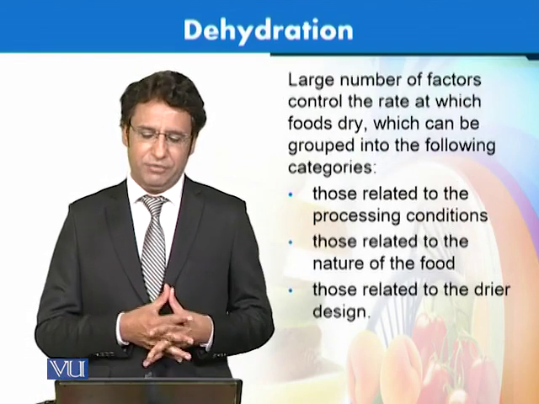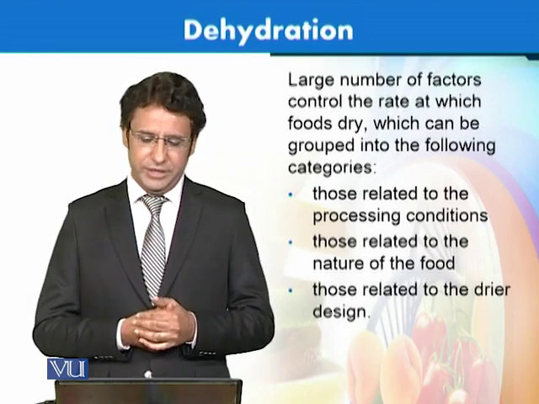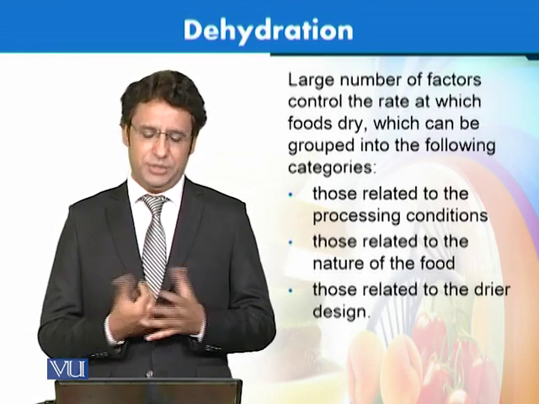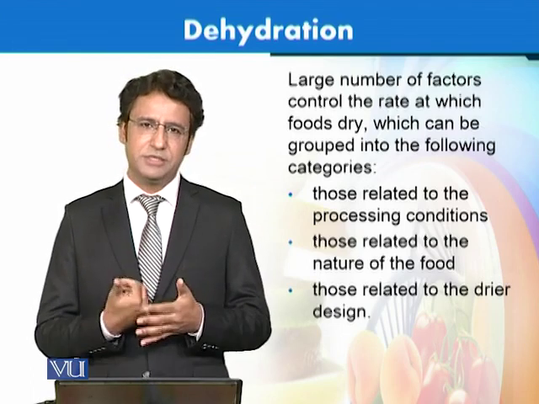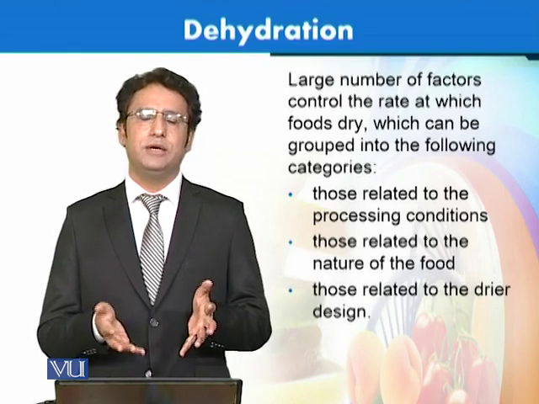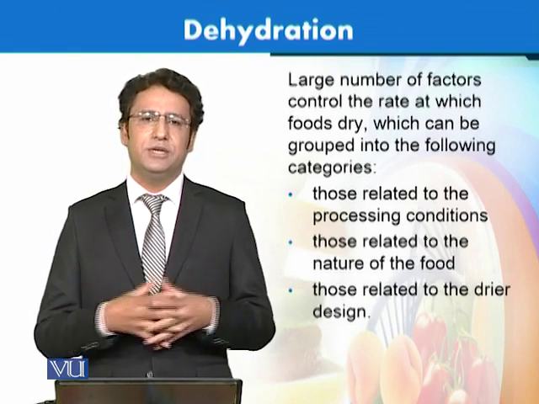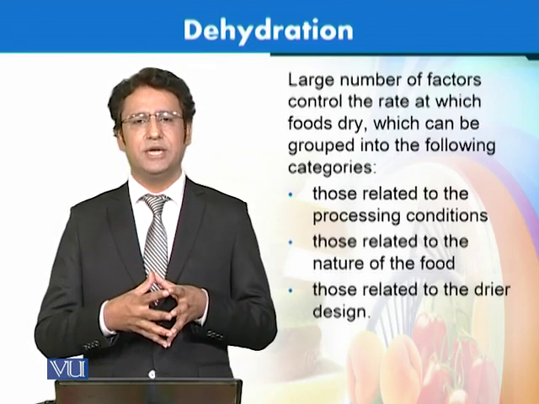There are so many different factors that control the rate at which food is dried. They are basically grouped in three different classes. The first is the factors related to the processing conditions. So we have to look at the processing conditions. There are several factors within processing conditions that have to be considered.